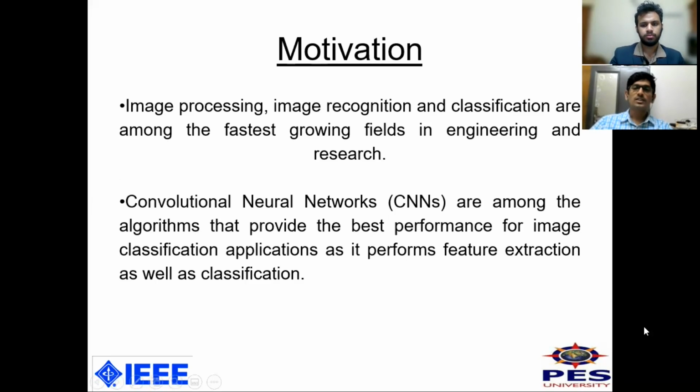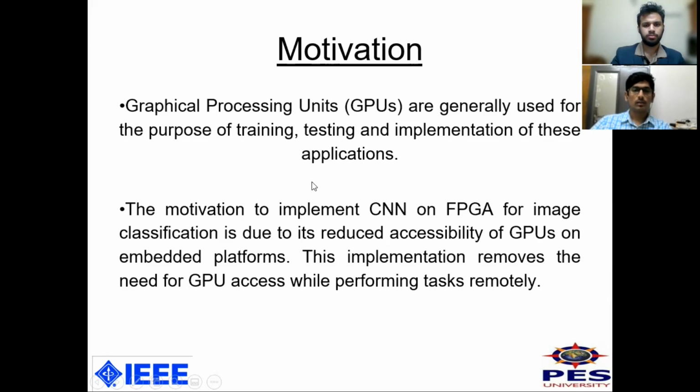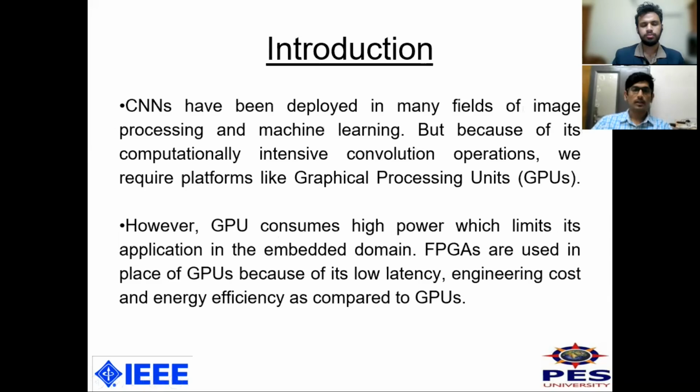Image processing, image recognition, and classification algorithms are the fastest growing fields in engineering and research. Convolutional neural networks are among the algorithms that provide the best performance for these tasks, as they do the feature extraction as well as classification. Graphical processing units or GPUs are generally used for the training, testing, and implementation of these algorithms. The motivation to implement CNN on FPGA for image classification is the reduced accessibility of GPUs on embedded platforms. This implementation removes the need for a GPU while performing tasks remotely.